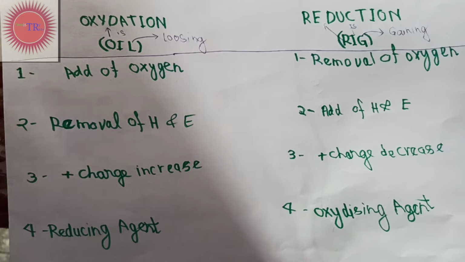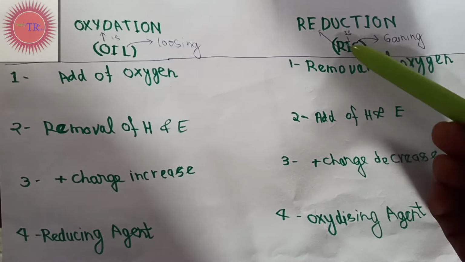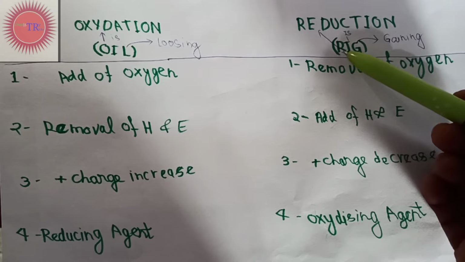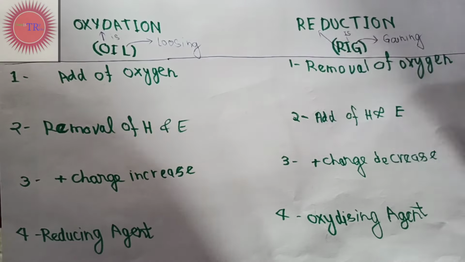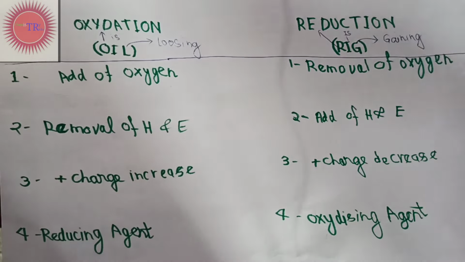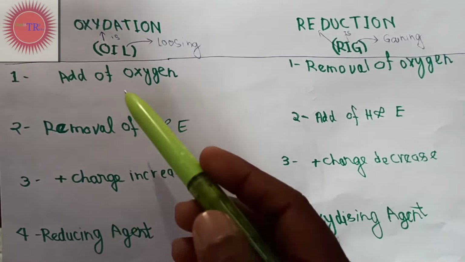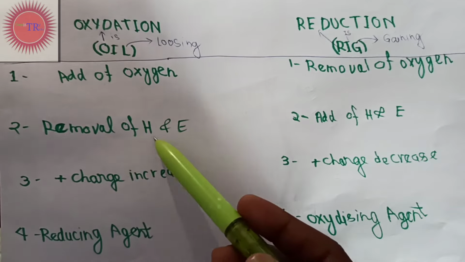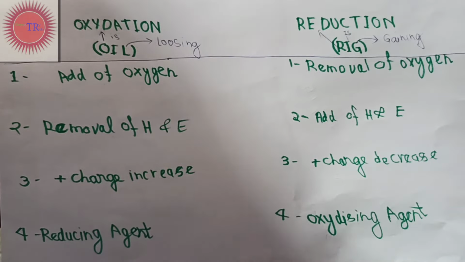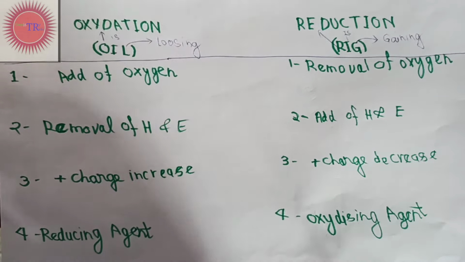Reduction, simply you have to learn RIG. It means reduction is gaining. What gaining? Electron gaining. So oxidation is adding of oxygen, removal of hydrogen and electron, and plus charge increase. How does plus charge increase? I am just telling you.